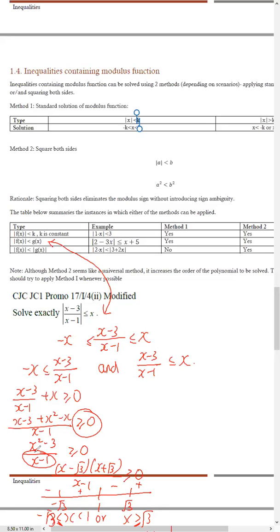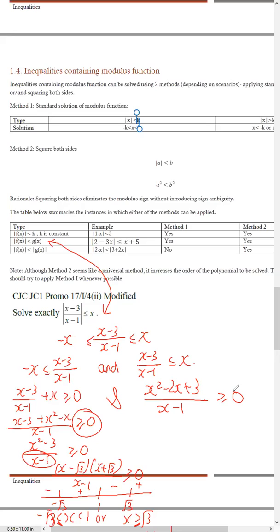Okay, so for the next part, we are going to solve the same way. I think there won't be enough space, so I'm going to cut short. Same thing, I'm going to combine everything. I'll get x squared minus 2x plus 3 over x minus 1 more than or equals 0.